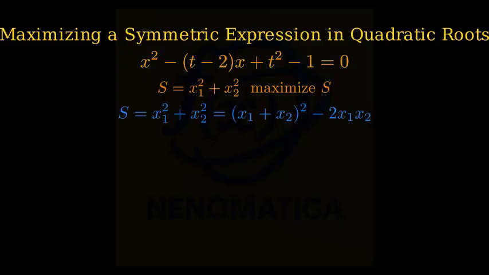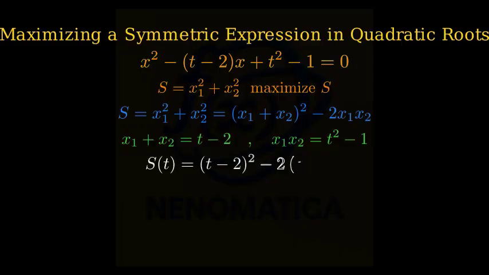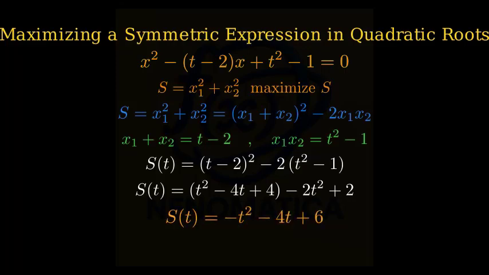Step 1. Express s using symmetric sums. Use the identity x1 squared plus x2 squared equals (x1 plus x2) squared minus 2 times x1 x2. Step 2. Apply Vieta's formulas to the quadratic. The sum of the roots equals t minus 2, and the product equals t squared minus 1. Step 3. Substitute these into s and simplify. We get s of t equals (t minus 2) squared minus 2 times (t squared minus 1). Expanding gives minus t squared minus 4t plus 6.